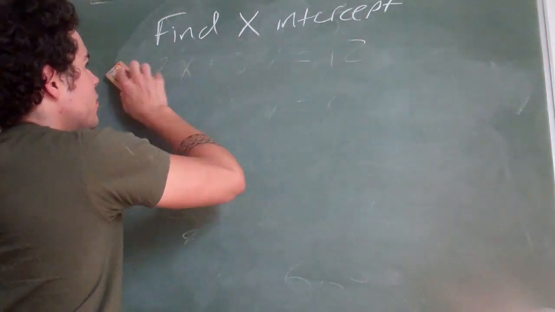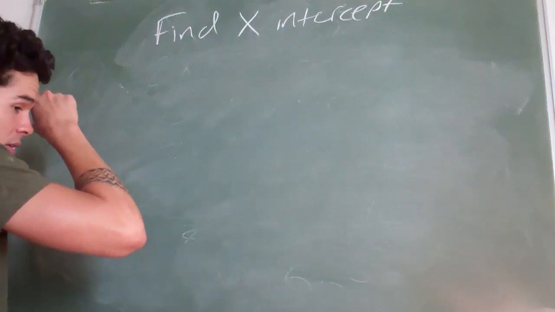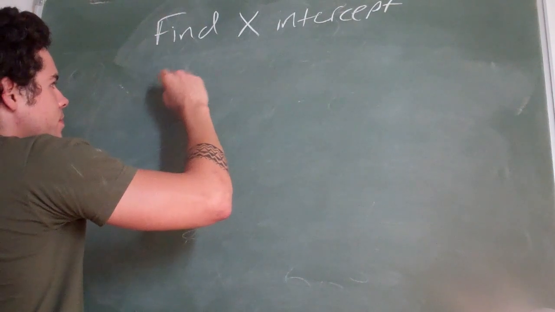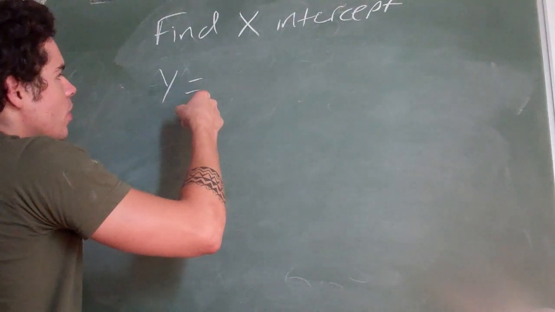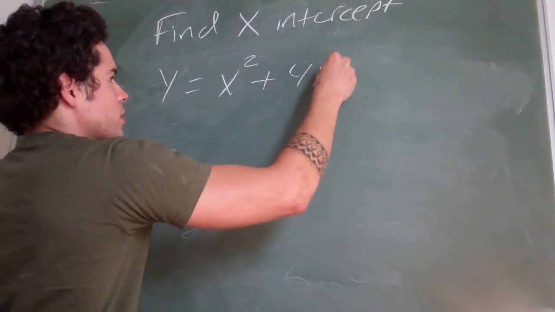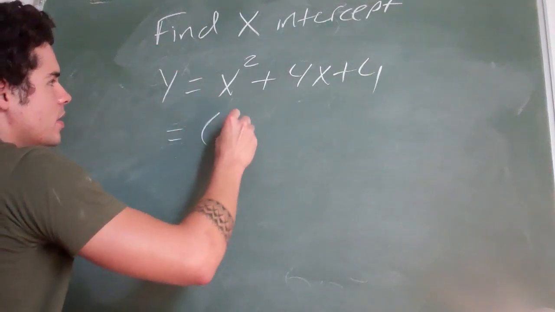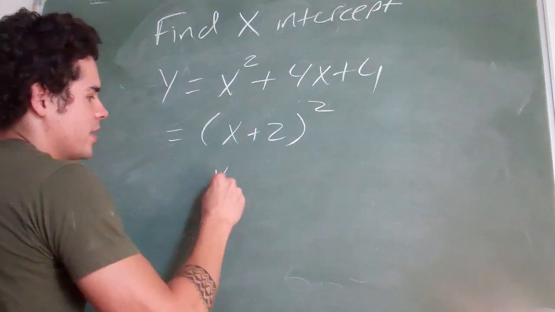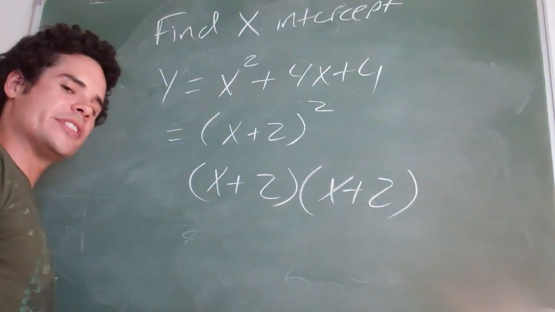And it's the same thing here. Let's say we were to find the x-intercepts here at y is equal to x squared plus 4x plus 4. This is actually going to just factor out as x plus 2 squared. So it's just saying x plus 2 times x plus 2, and we set this equal to 0.